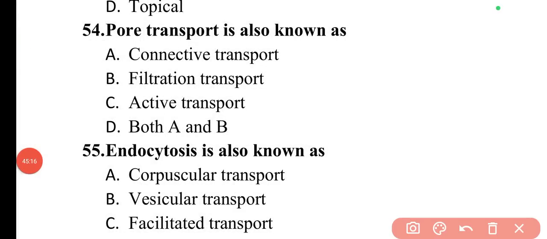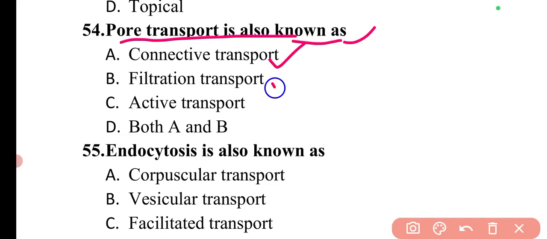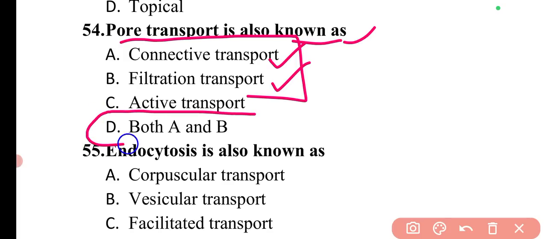Next question is pore transport is also known as. So pore transport is also known as convective transport or filtration transport. So these both are the names of pore transport. So here option D, both A and B will be the correct answer.